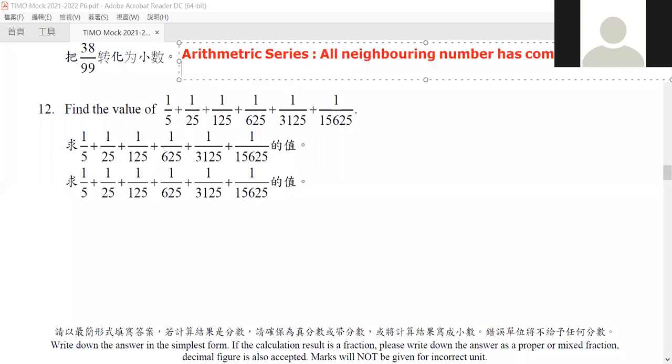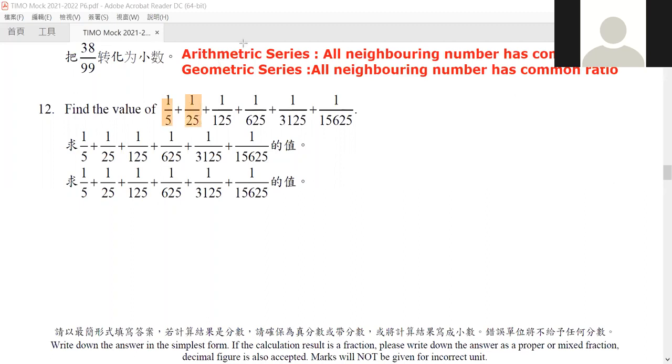But in this question, instead of an arithmetic series, we will focus on something called a geometric series. A geometric series is just like an arithmetic series: all neighboring numbers, but instead of a common difference, they have a common ratio. You can see that in here, for our 1/5 and 1/25, the denominator is just 5 times the previous one. So you just multiply the whole number by 1/5. For the next number, 1/25 multiplied by 1/5 gives 1/125, and so on and so forth. This is what we call a geometric series.